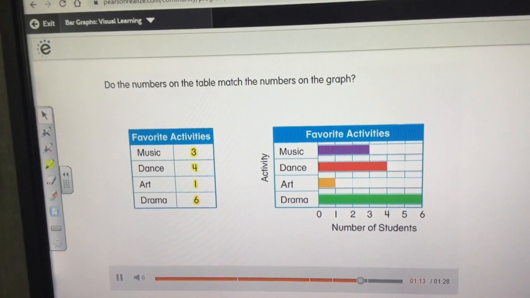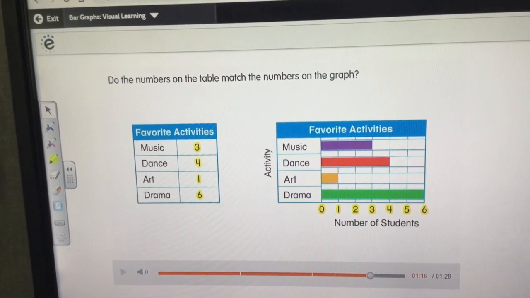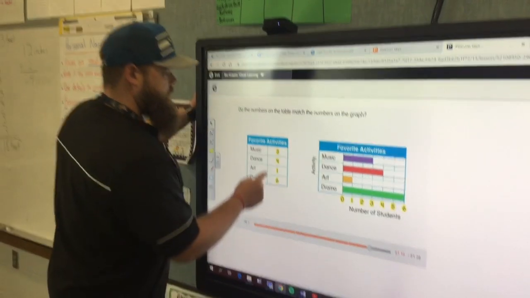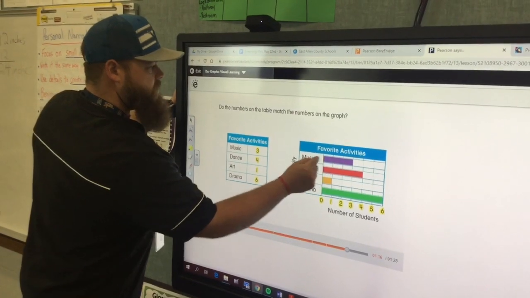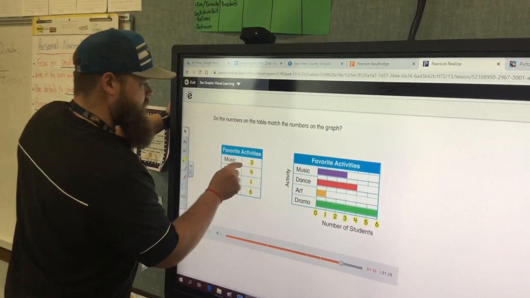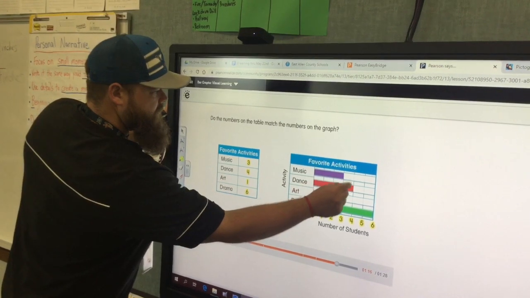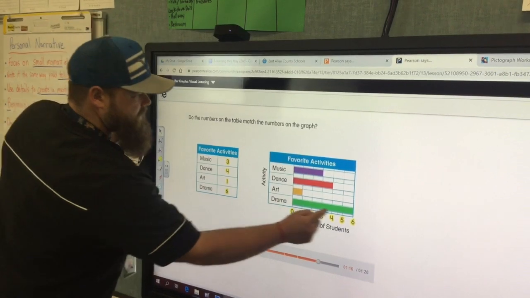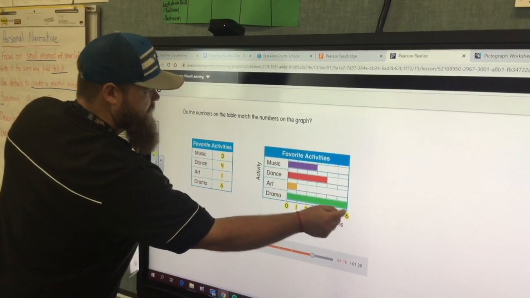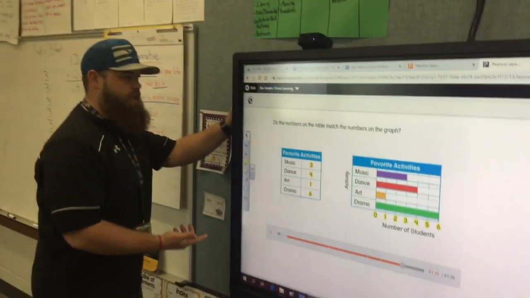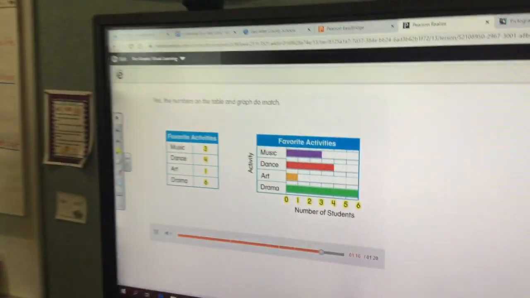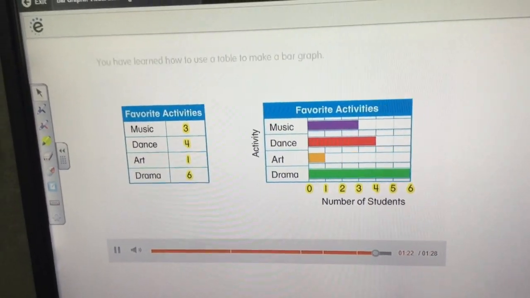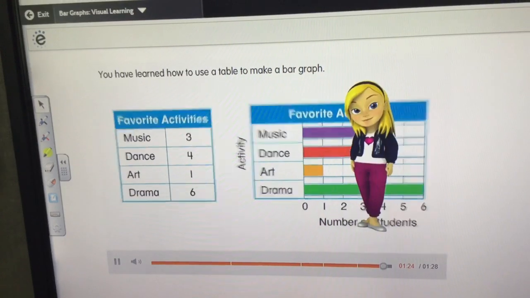Do the numbers on the table match the numbers on the graph? So they're asking, do the numbers on the table match the numbers on the graph? If you look here, music has 3, music 3. Dance has 1, 2, 3, 4. Art just has the 1. Drama has 6, because we said it filled up the whole bar on the bottom and it went all the way to 6. So yes, the numbers on the table and the numbers on the graph match. You have learned how to use a table to make a bar graph.